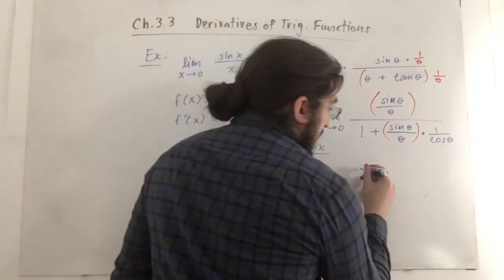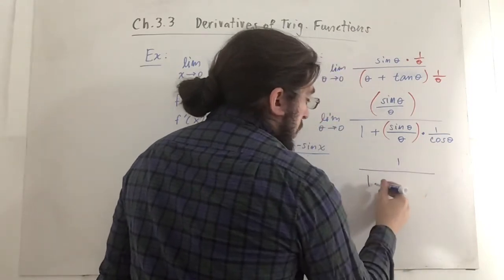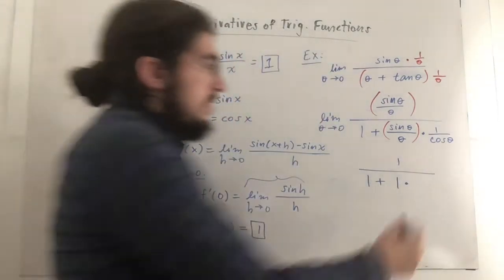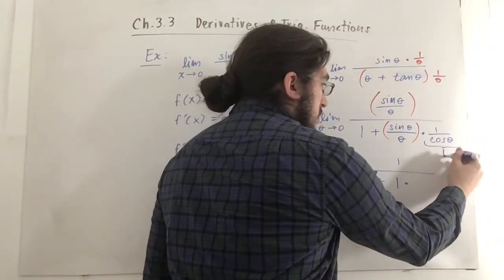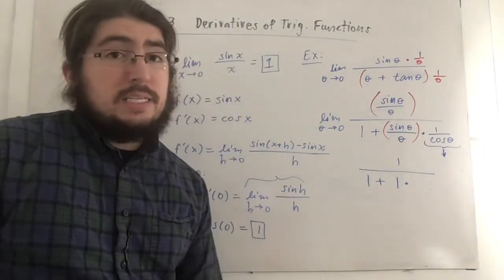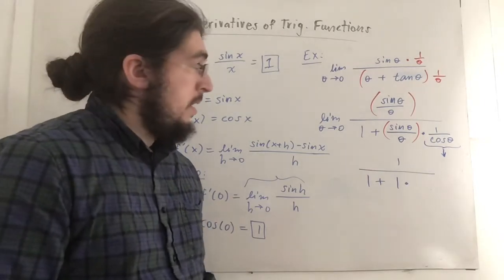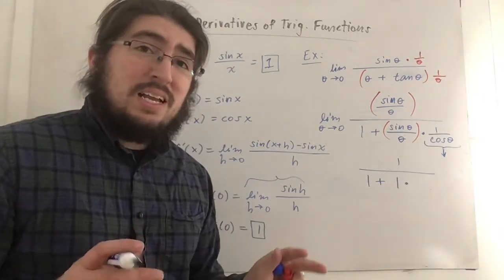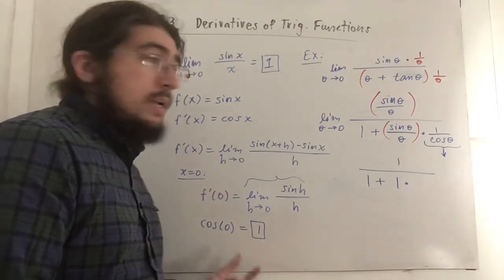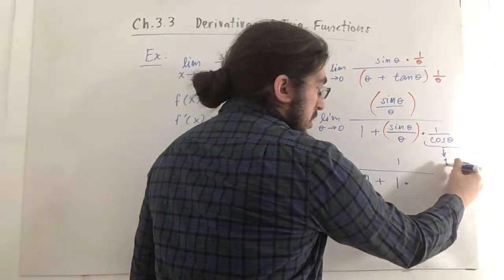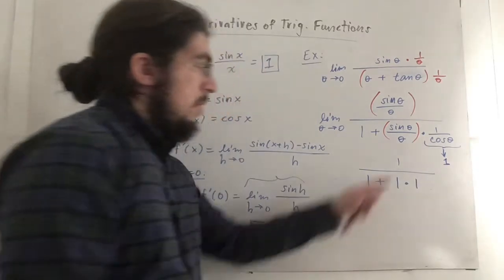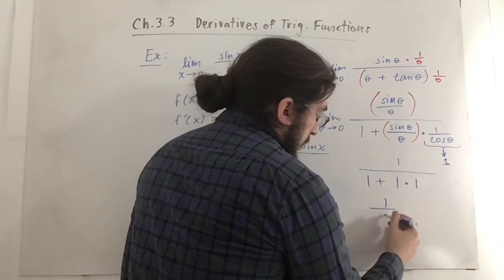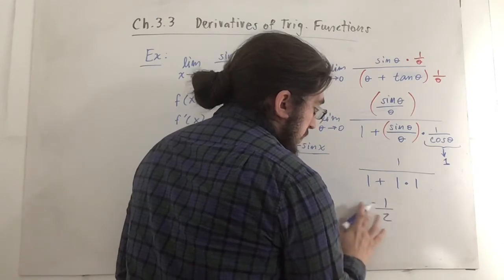So now what we're going to be left with is 1 over 1 plus 1 times, and now we need to figure out what this goes to as theta goes to 0. And yes, it is a direct substitution actually. If you substitute 0 in directly, you get 1 over cosine of 0, which exists. Cosine of 0, as we saw here, is 1, so 1 over 1 is 1. This is just going to approach 1. So that's going to be 1 over 1 plus 1 times 1, which is 1 over 1 plus 1, which is just 1 over 2.